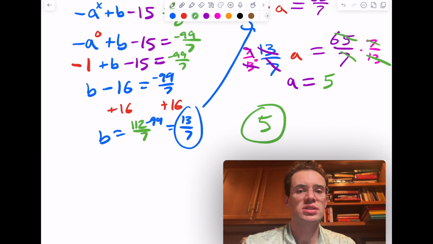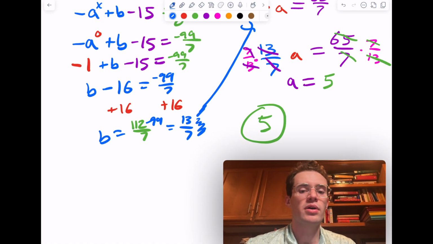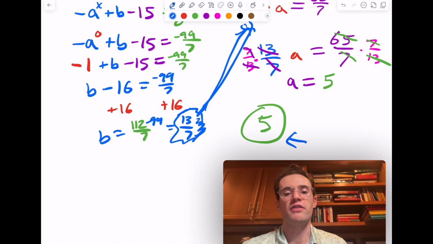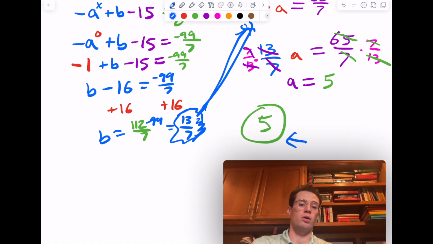I guess let me just, so it's not confusing, erase the circle around this b. I'm just plugging this value in for the b in the second equation. But our answer is the 5. Now, if they wanted a, b as an ordered pair, it'd be 5, 13 sevenths. But all they want is the a.